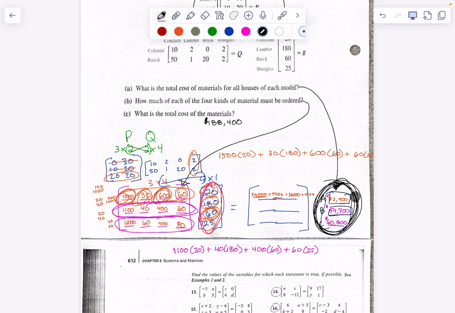It's real matrix multiplication. It's using matrix multiplication to get to the end result when you have like 3 variables going on.